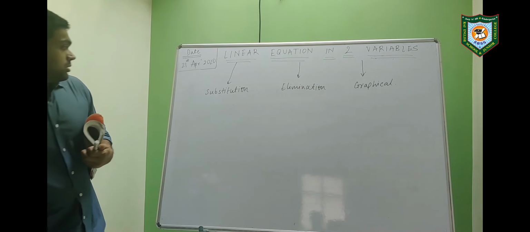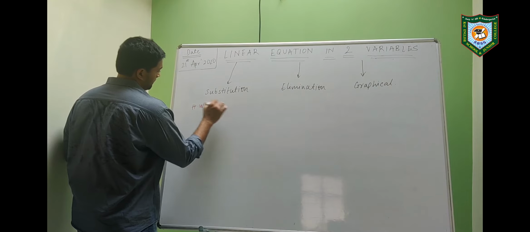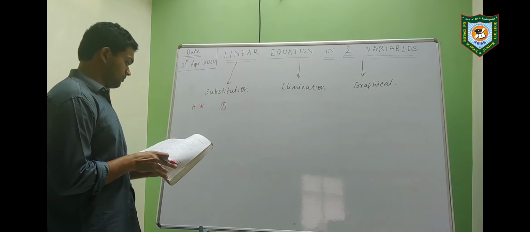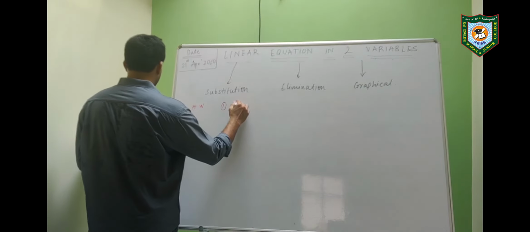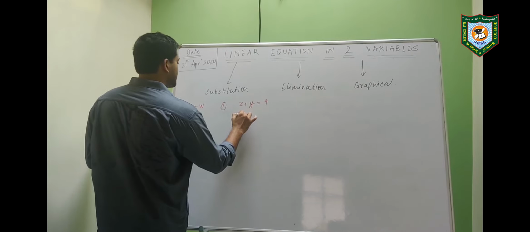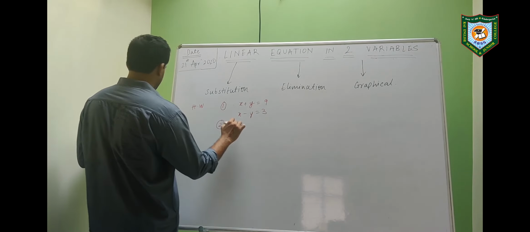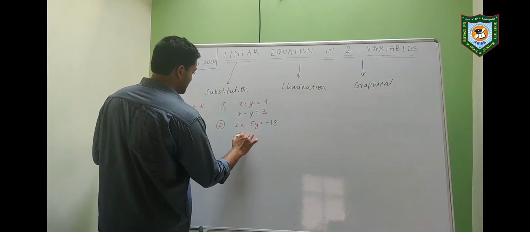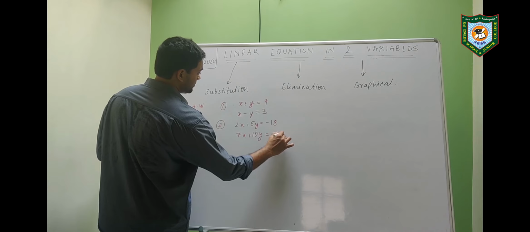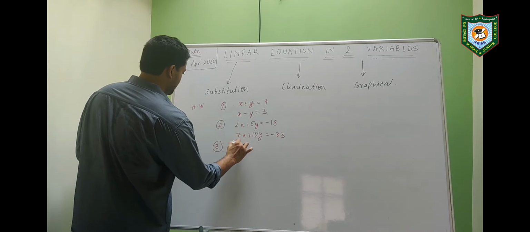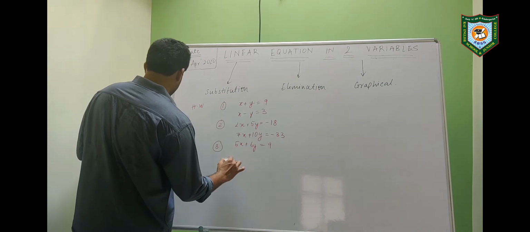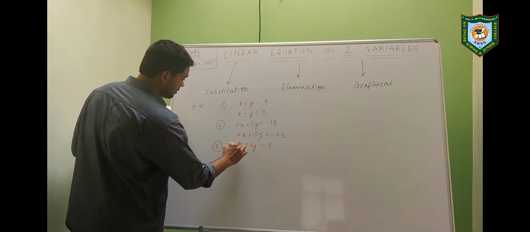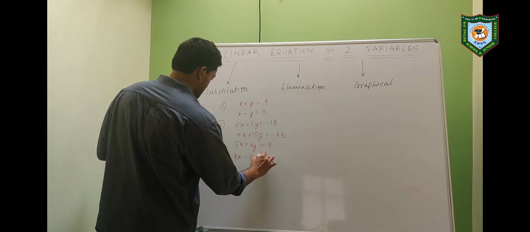This is our homework section. Question number 1 is x plus y is equal to 9, x minus y is equal to 3. Question number 2 is 2x plus 5y is equal to minus 18, 7x plus 10y is equal to minus 33. Number 3 is 5x plus 6y is equal to 9, 9x minus 11y is equal to 38.